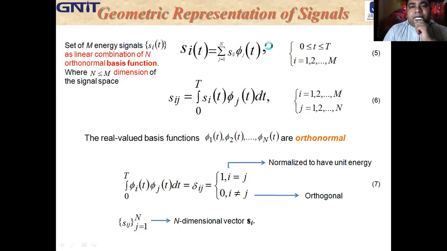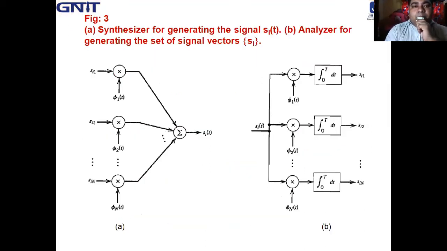And equation number 5 and 6, we represent in the form of block diagrams. The first block diagram represents equation number 5, which is actually called the synthesizer, and the representation of equation number 6 is called the analyzer. Actually in the analyzer, a bank of N number of correlators are present. Correlator means a multiplier followed by an integrator circuit.